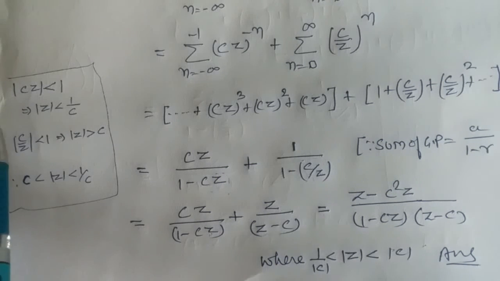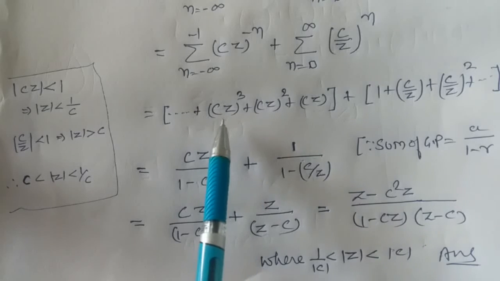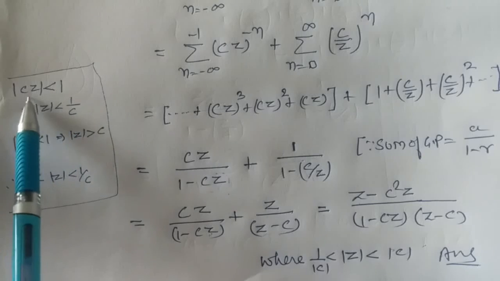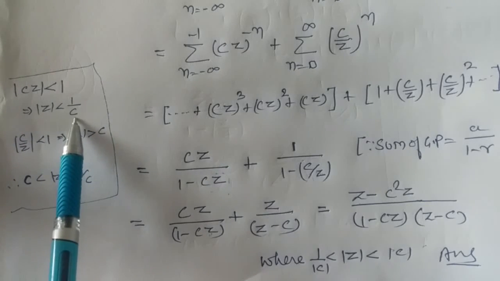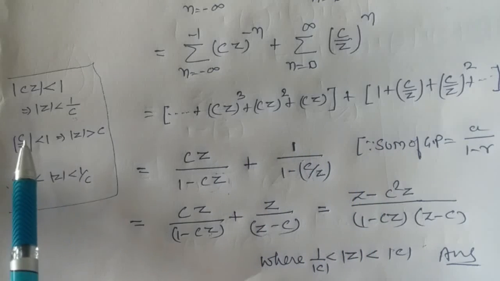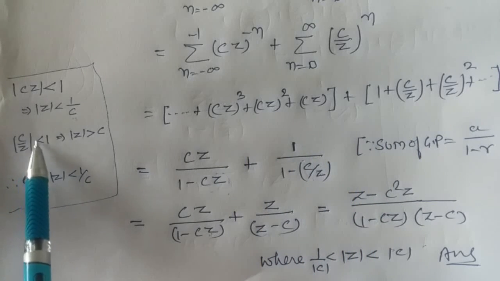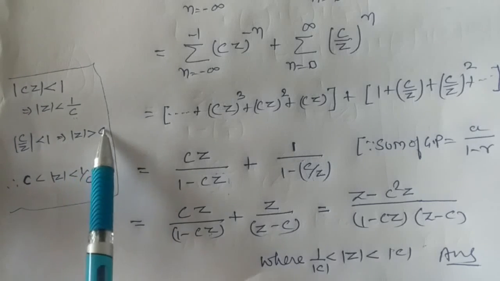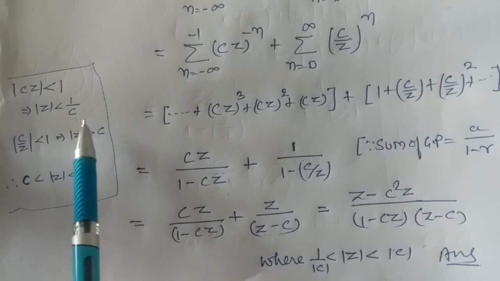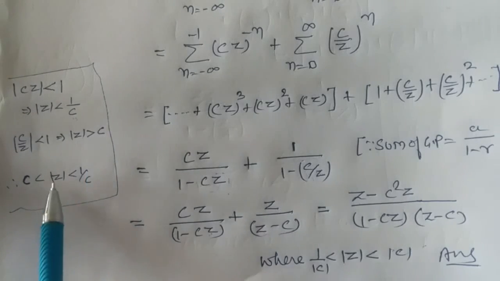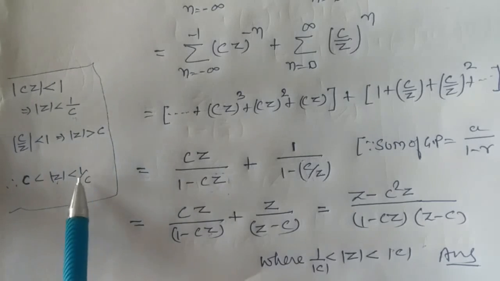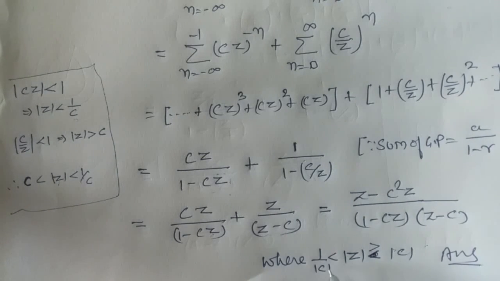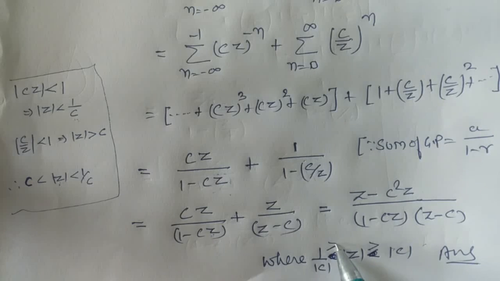For the region of convergence, once again, for the first series the common ratio is cz, so mod cz less than 1, this implies mod z is less than 1 upon c, and for the second series, the common ratio is c by z. So for convergence, mod c by z is less than 1, which implies mod z is greater than c. So the region of convergence is c less than mod z, which is less than 1 upon c.